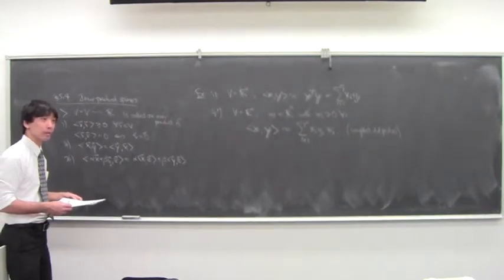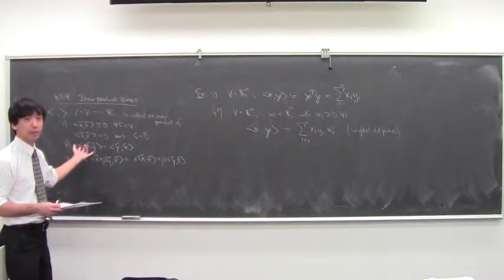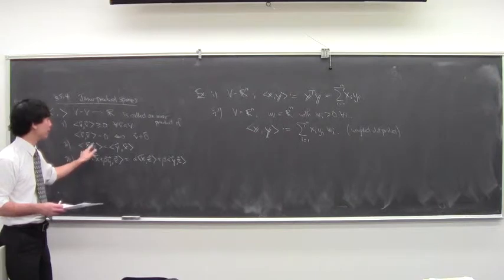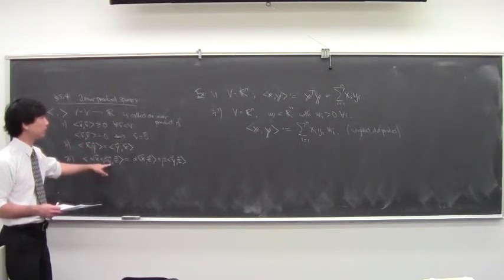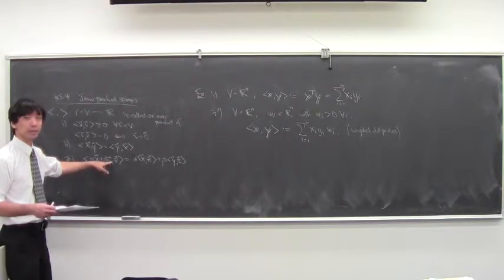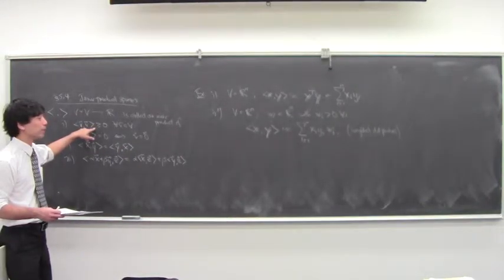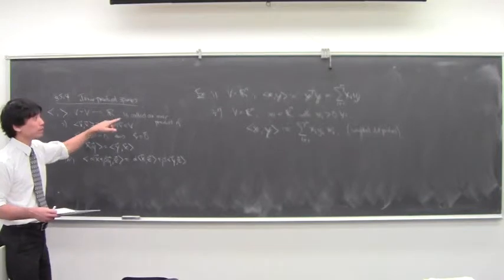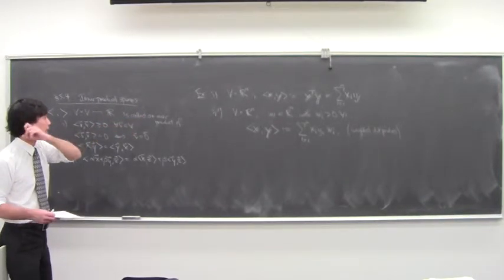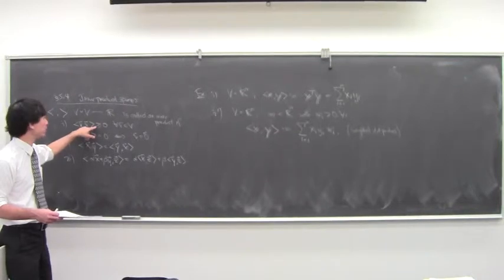Is it commutative? If we change the order, does it matter? No, it doesn't matter. It's commutative. If we take alpha x plus, is it linear? It's still linear. What about this? If we take something against itself, do you get something positive? If you take x against x, you're going to get the summation of xi squared wi. Is that positive? Sure, because the wi's are all positive, so you're going to get a sum of positive things.